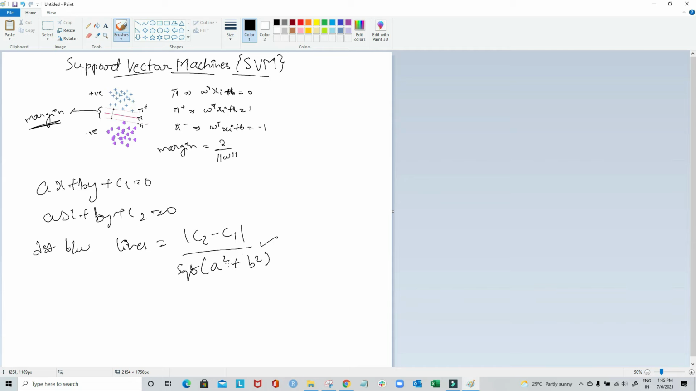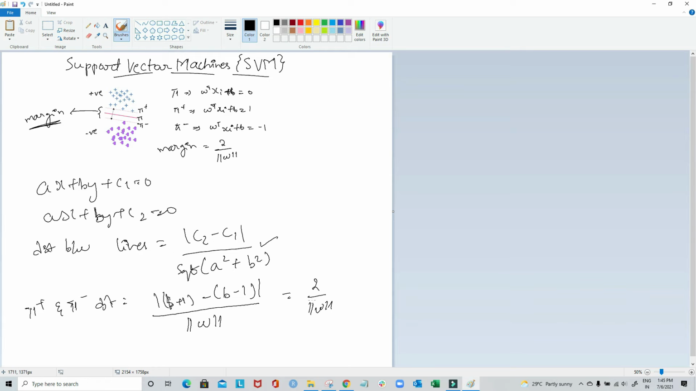Now, using this principle, we can find the distance between pi plus and pi minus. The distance is the absolute value of b plus 1 minus b minus 1 by the L2 norm. That is nothing but 2 by the L2 norm of W.